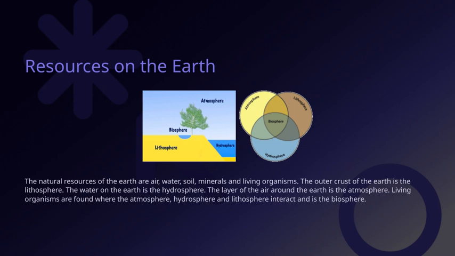The layer of air surrounding the Earth is called the atmosphere, and it provides us with oxygen and other gases necessary for breathing. Living organisms, meanwhile, are found where these spheres, lithosphere, hydrosphere, and atmosphere, interact. This zone is called the biosphere, and it's the cradle of all life on Earth. Recognizing how these resources and layers connect helps us appreciate the complexity and importance of conserving our planet's natural assets, which is a core theme of this presentation.